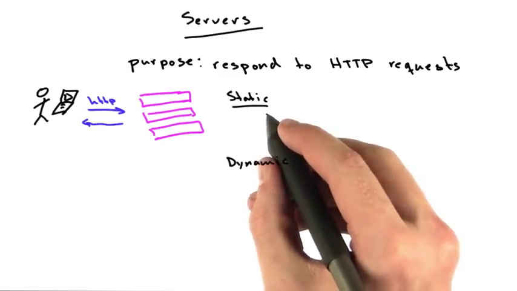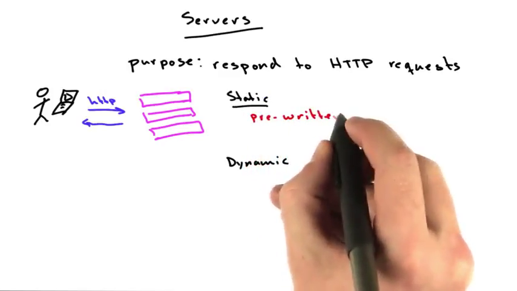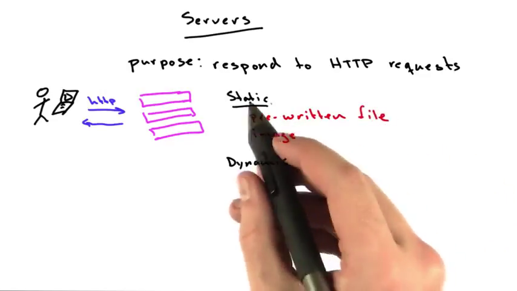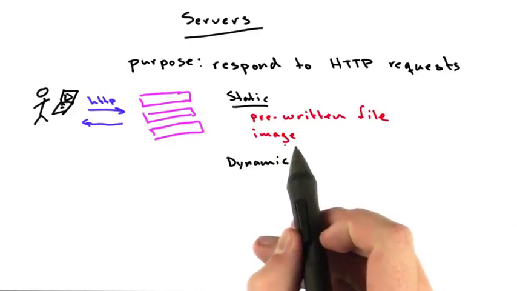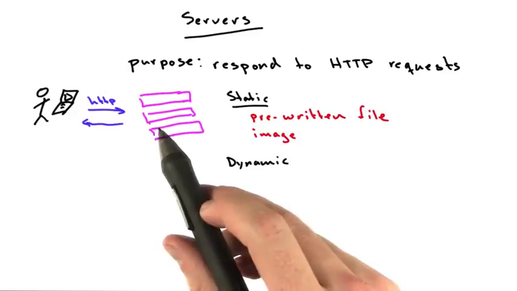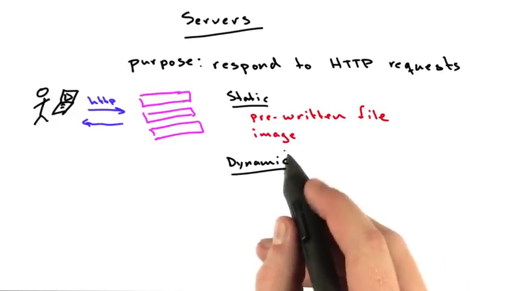Content is considered static if it's a pre-written file that the server just returns. An example would be an image. Most images are static requests. All the server does is look up the image off of its hard disk or off of its cache and just send it over the wire using HTTP. More interesting requests are dynamic requests.